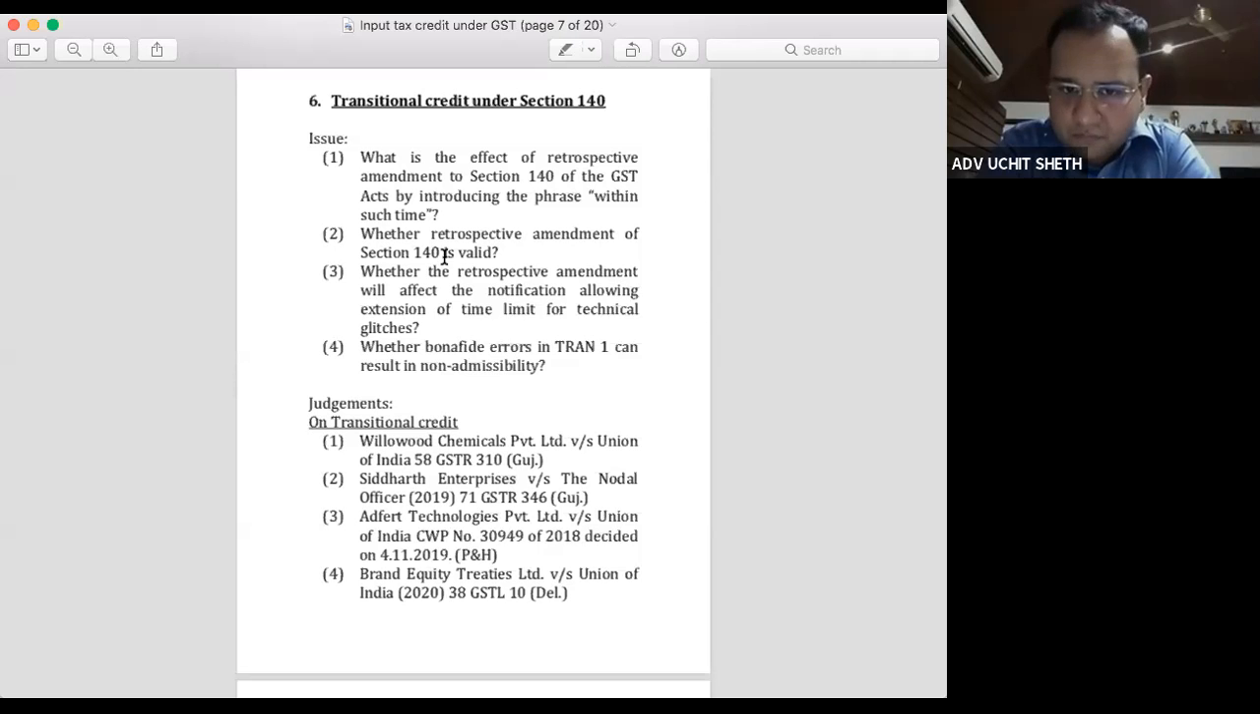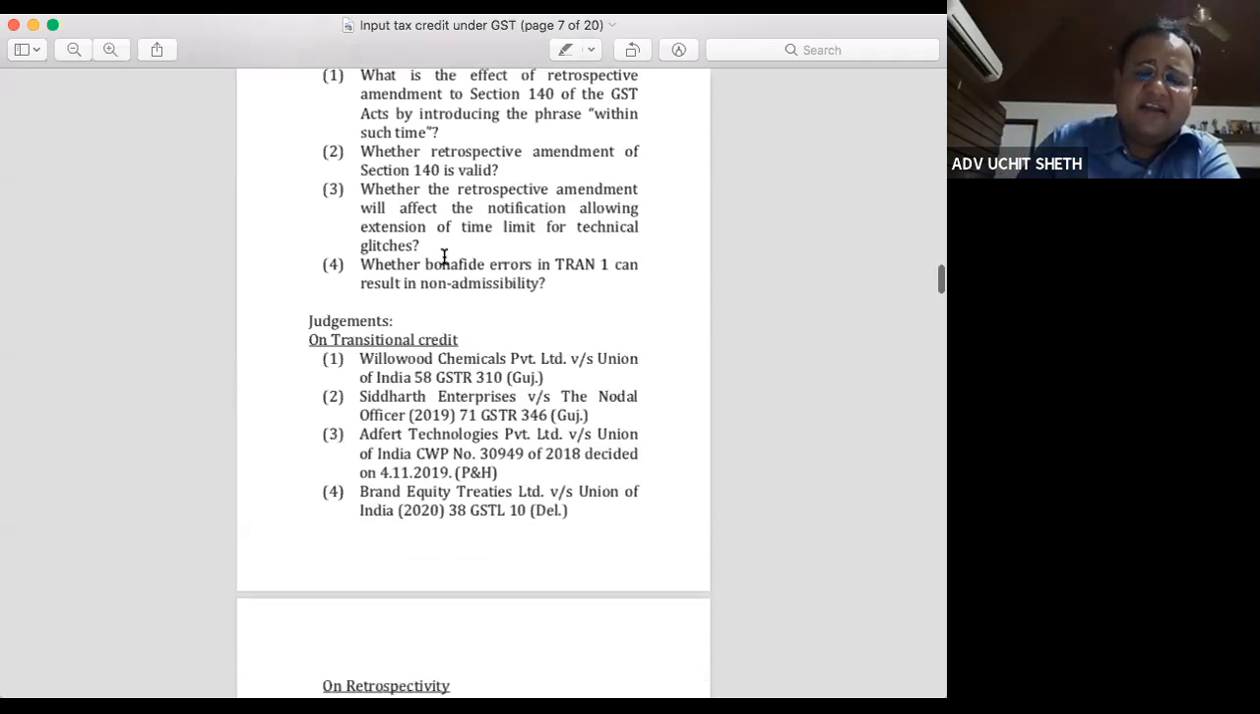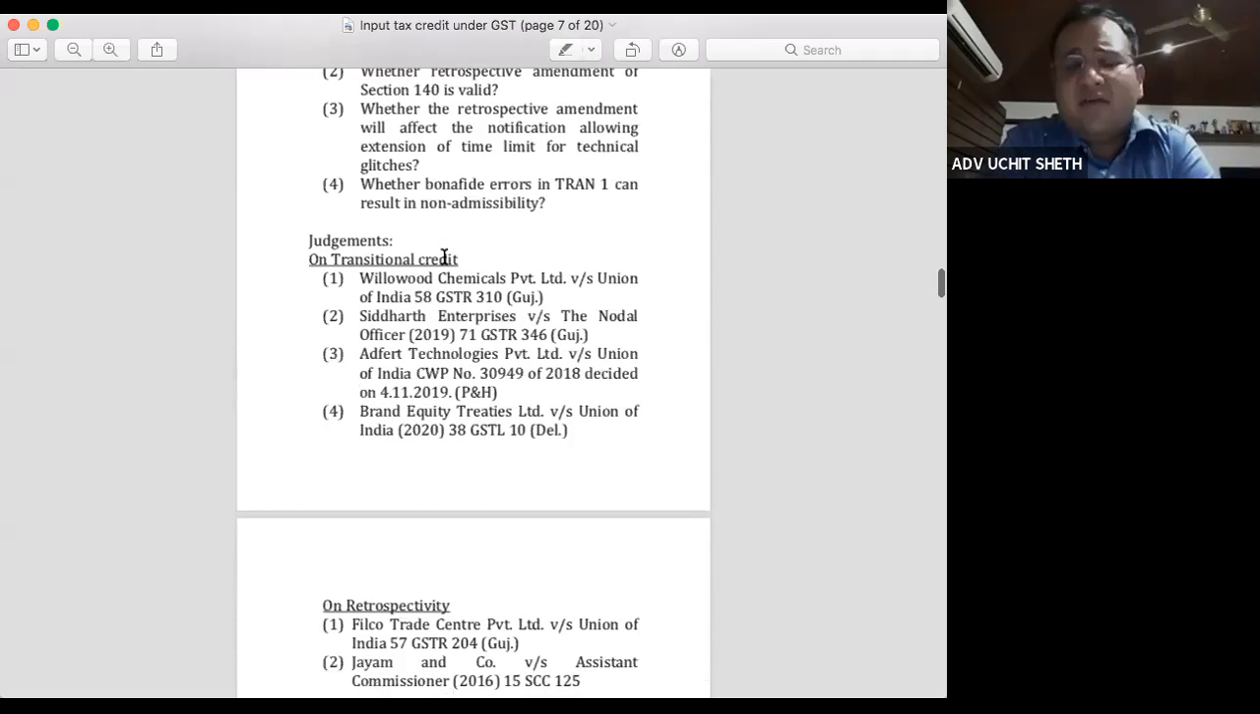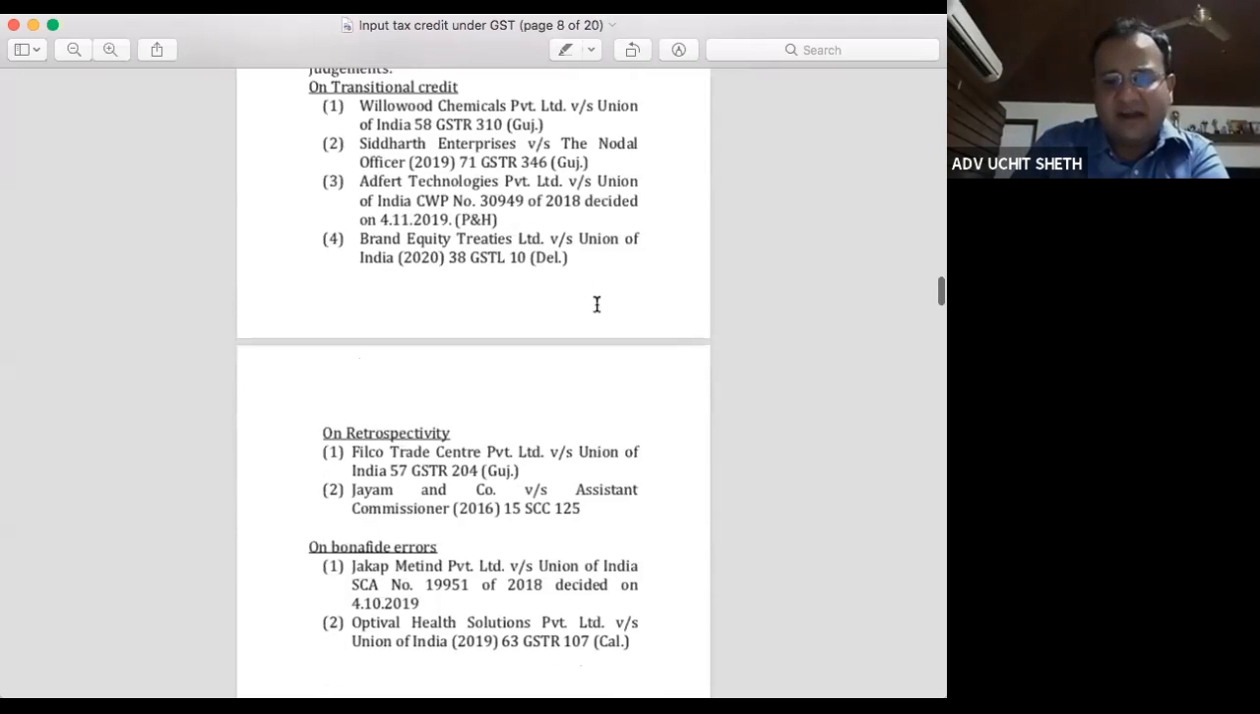And the last question is regarding what if there were bona fide errors in the Tran 1. Suppose the Tran 1 was filed within the statutory time limit, but there was a bona fide error, not in terms of missing out of the credit, but we have come across many cases where the column in which the amount should have been mentioned is a wrong column. Only the amount of the value of goods is mentioned and not the tax amount, etc. Question is whether in these cases the credit is admissible.